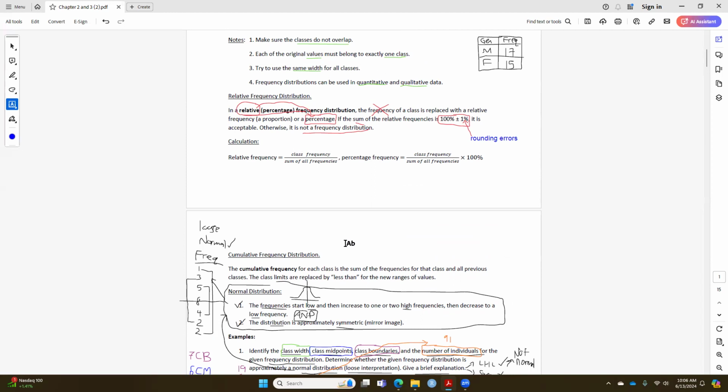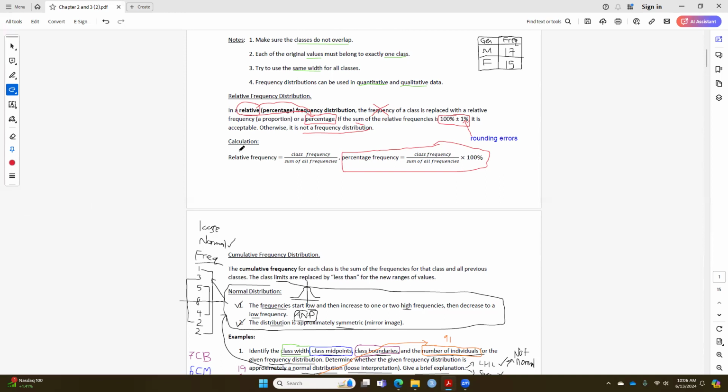So if such a thing happens, then we do not consider that a frequency distribution. Okay. How do we change frequencies to become percentages? It's very easy. This is the formula. In order for us to change the frequency to become a percentage, you take the class frequency over the total, the sum of all the frequencies, and multiply it by 100%.